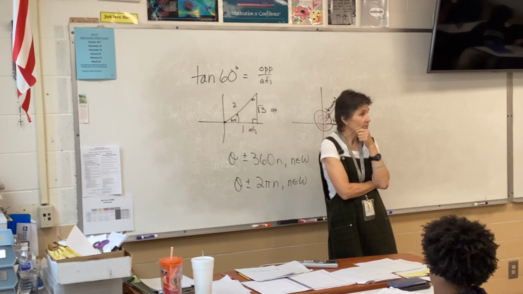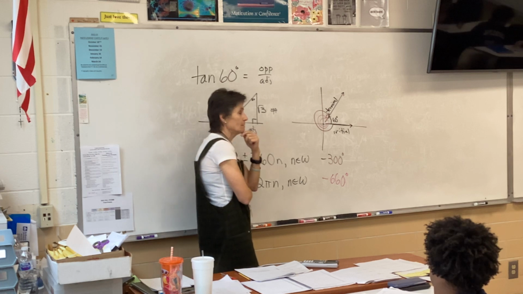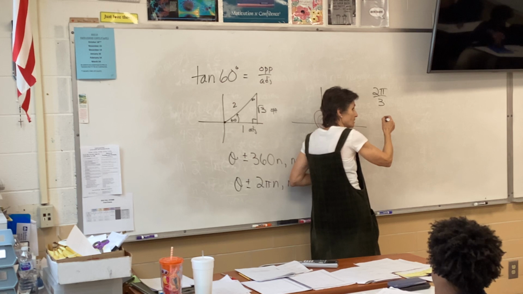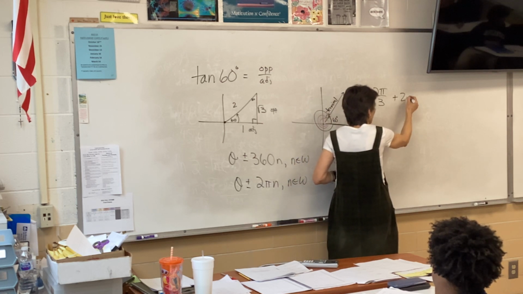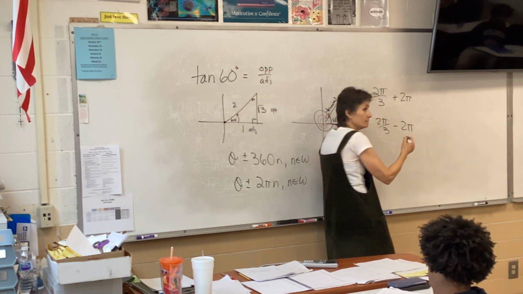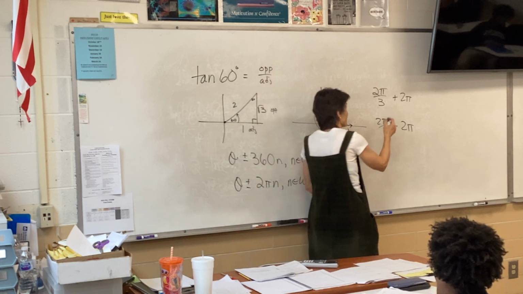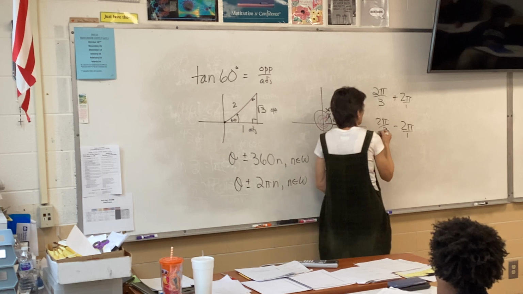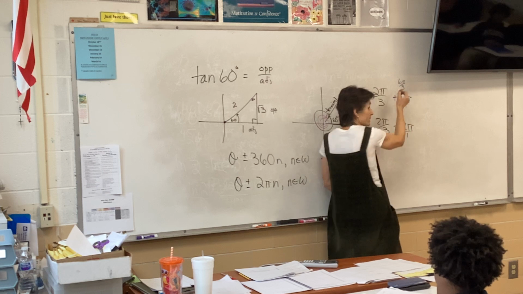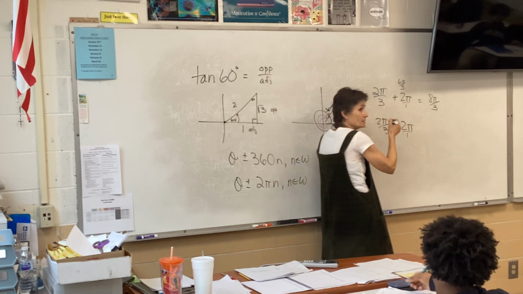Add or subtract revolutions. How about 2 pi over 3? Add 2 pi. 2 pi over 3 is our starting angle. So we either add a revolution or subtract a revolution to get a positive and a negative. Let's get a common denominator. So this is 2 pi over 3 plus 6 pi over 3. My positive coterminal angle is 8 pi over 3.